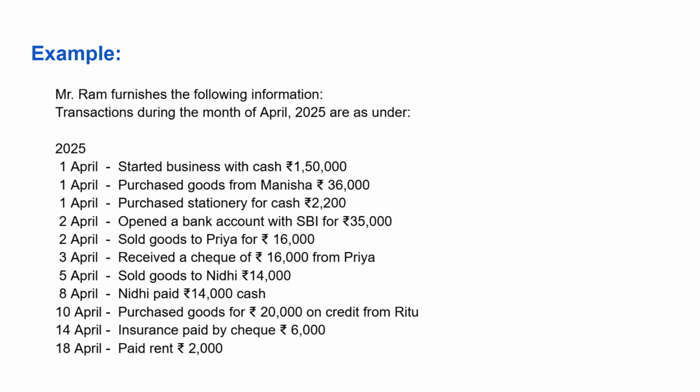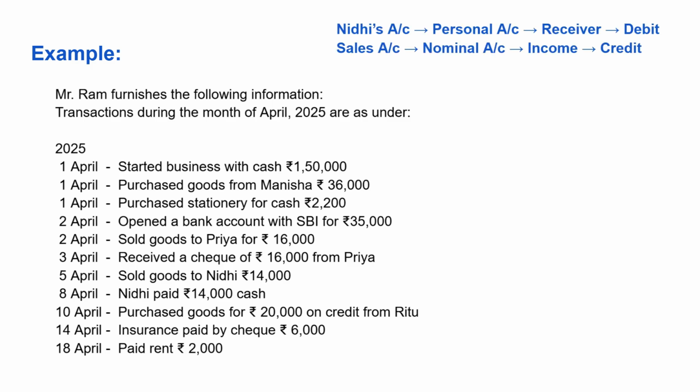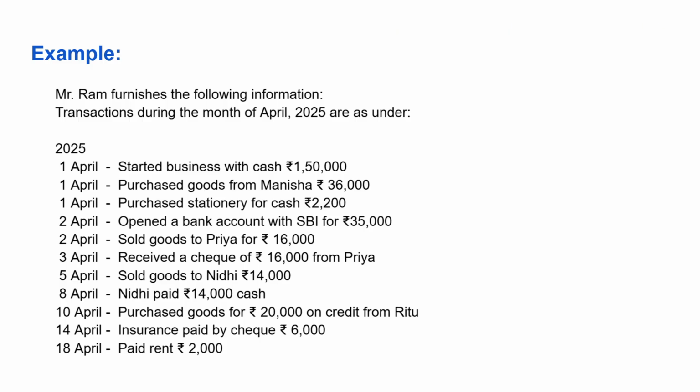5th April, sold goods to Nidhi 14,000 rupees. Here the two accounts affected are sales account and Nidhi's account. Nidhi is person, so it is personal account, and we have sold goods to Nidhi. So Nidhi is the receiver, so debit the receiver. And sales account is nominal account because sales is income, so it is credit. Let's see how we'll record it.